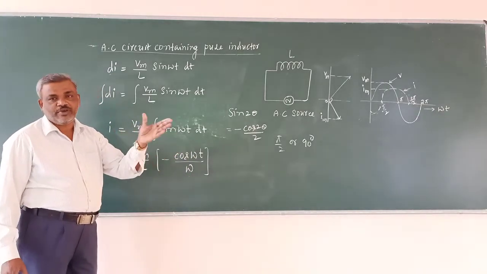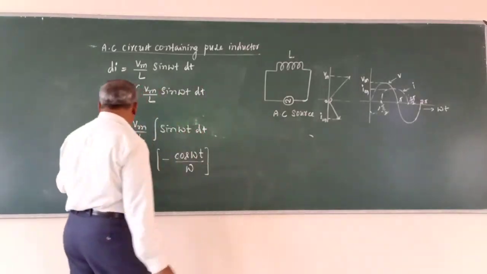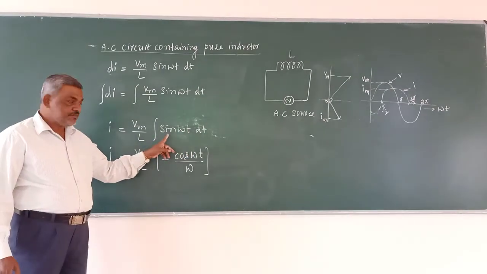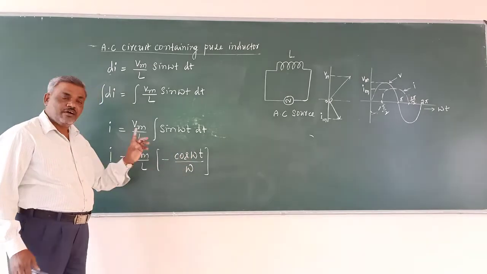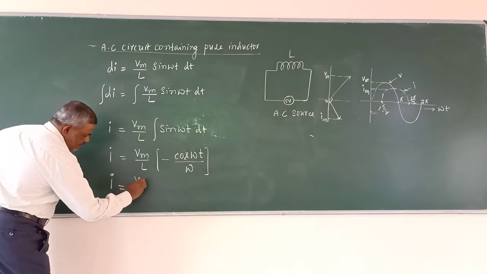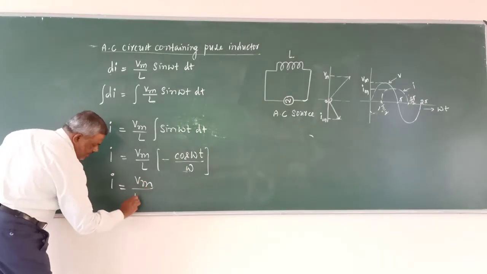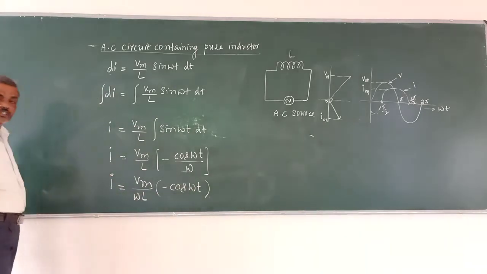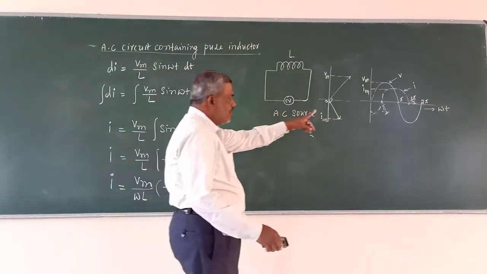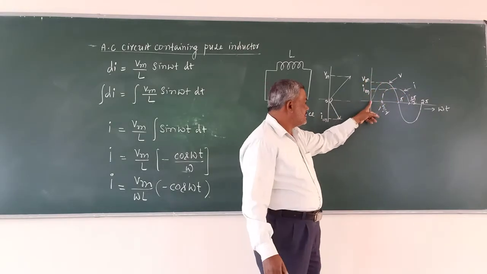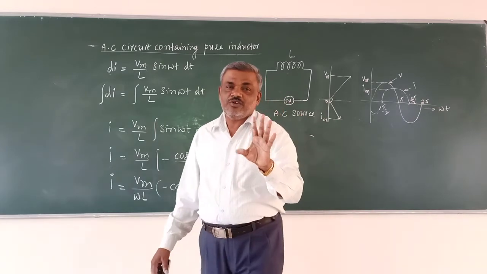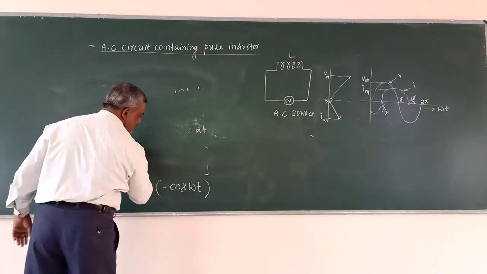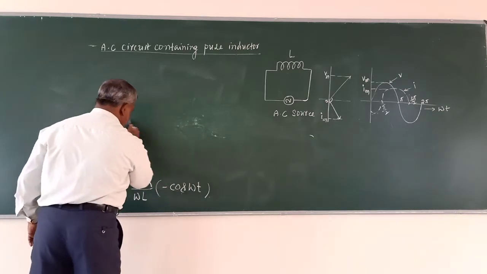So I equal to Vm by L, integration of sin omega t, which is minus cos omega t by omega. So I equals Vm by omega L, within the bracket minus cos omega t. But the voltage varies as a sine function with time, the alternating voltage. So now convert cos to sine.